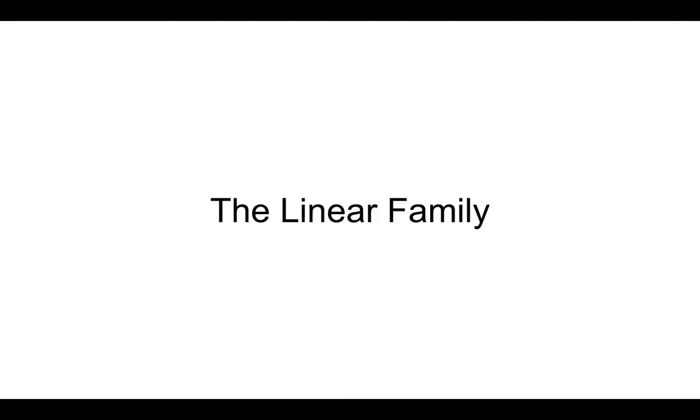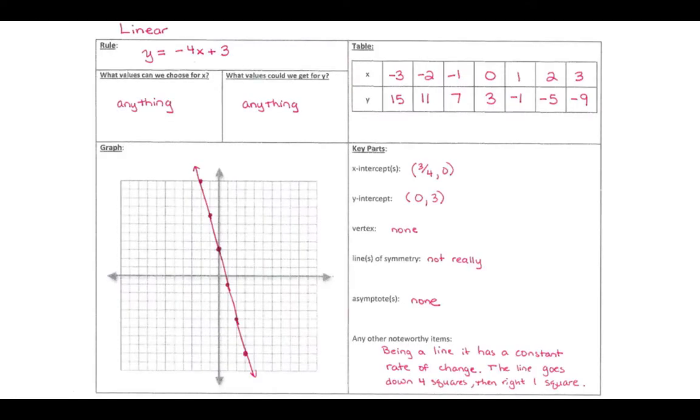So here we go. The linear family. Now, the linear family, let's take a look at this with a sample. y equals negative 4x plus 3 is its rule. Now, one of the questions we ask is what values could you choose for x? So what could you plug in here to this rule?